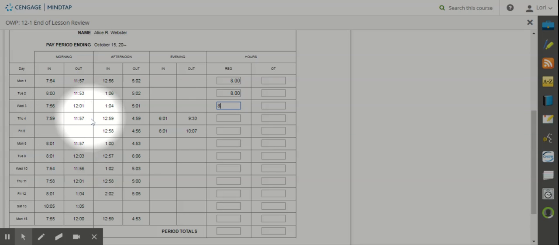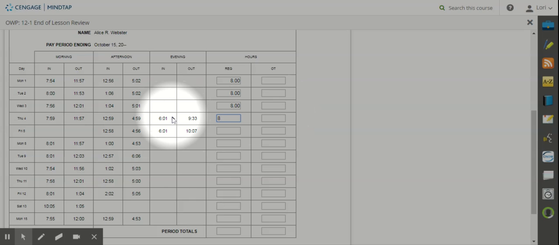Ooh, this next time they worked a morning, afternoon, and evening shift. I bet they're going to get overtime on this. Let's look and see. They worked their normal morning time from about 8 to about 12, and when we round those, it's right there. And then they did the 1 to 5. So that gives us our 8 hours for regular. Now let's see how many overtime hours they had.